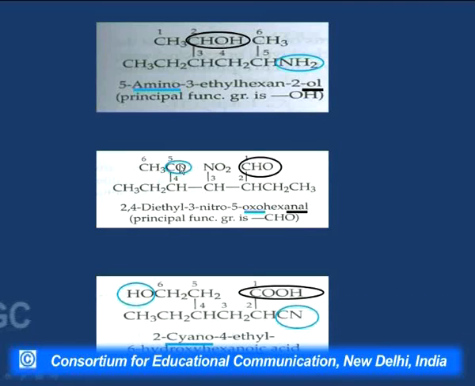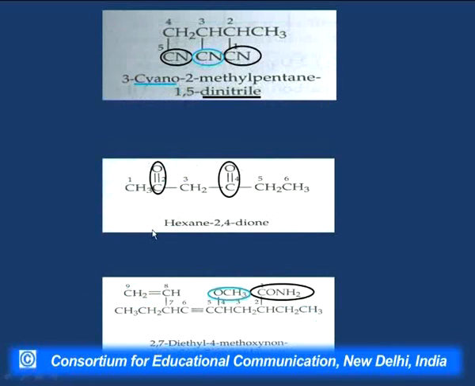So now if I look into the substituents, I have two substituents. The first is at the second carbon, the second is at the fourth carbon. So this becomes 2,4-diethyl, then 3-nitro, and then we have this oxo group, which is the ketonic group at the fifth carbon, 5-oxohexanol. So this is what the whole complete name is.